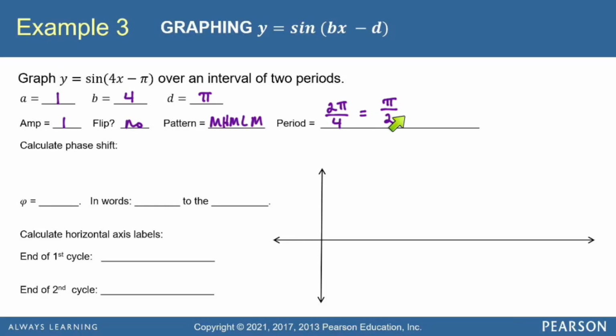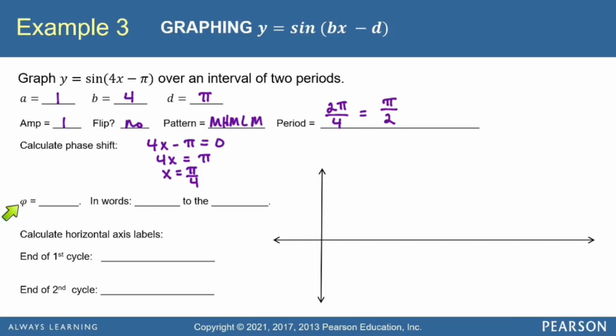So our period will be pi over 2. Now, because we have a number in the D position, we know that there will be a phase shift. So to calculate phase shift, we take the whole inside of the parentheses and set it equal to 0. Now when we solve this, we'll add pi to both sides, and then we'll have 4x equals pi. And then to isolate the variable, we'll divide both sides by 4, and x will equal pi over 4.